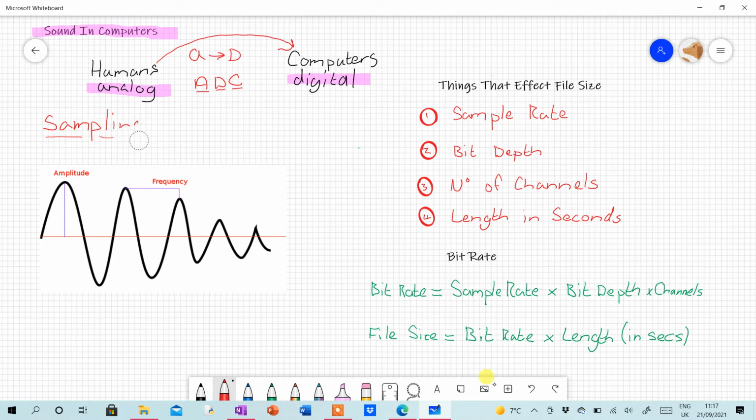Okay, so before we do this, we just need to remind ourselves that sound waves have amplitude, and that represents how loud the sound is, and they have frequency, and that represents how high pitched or low pitched the sound is. Okay, so when we start to sample, we take samples of the sound and we translate those sounds to digital.